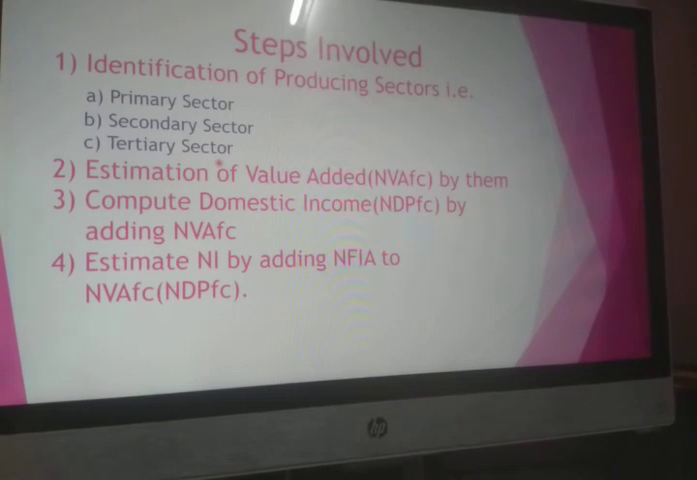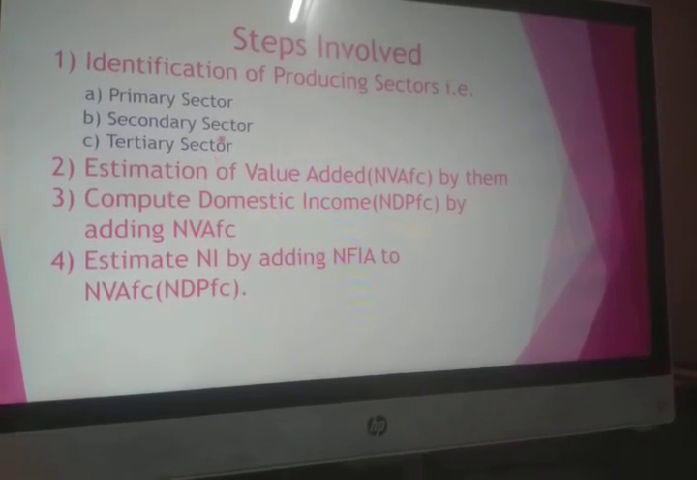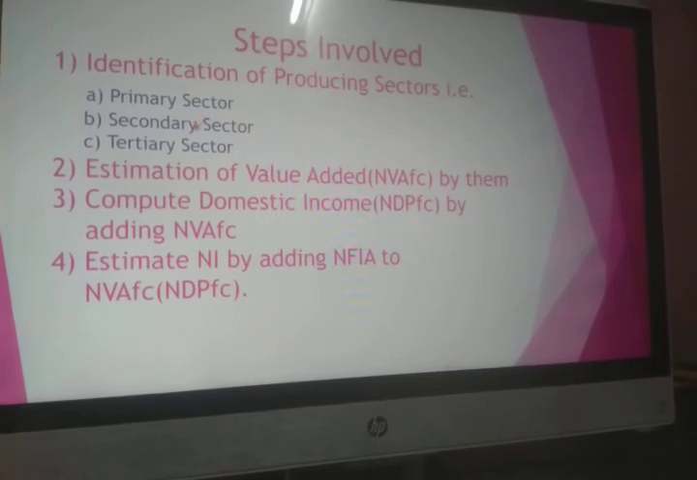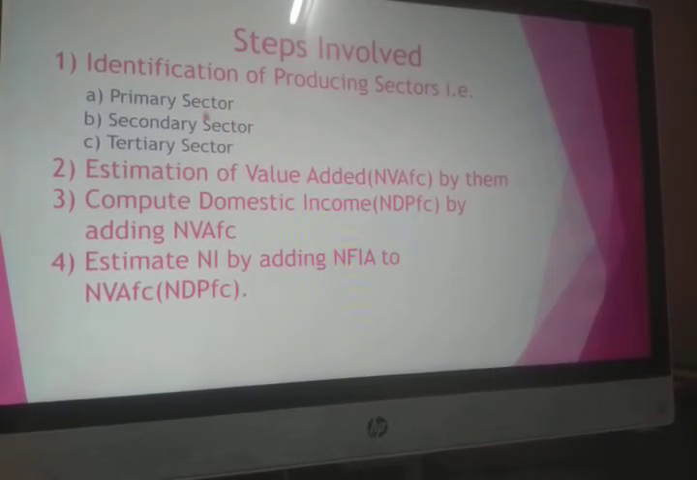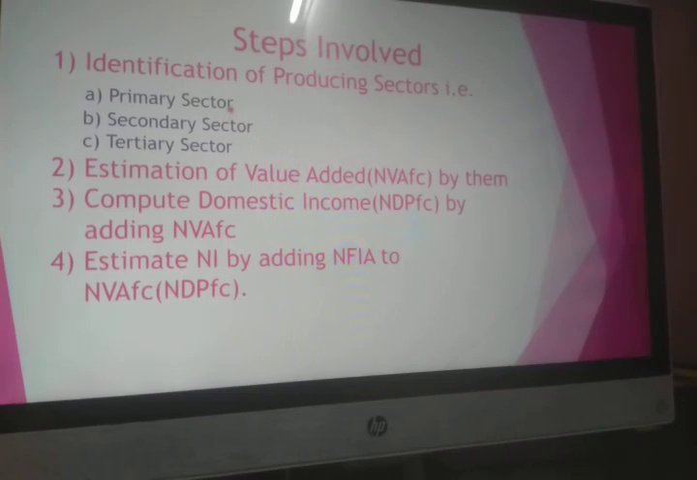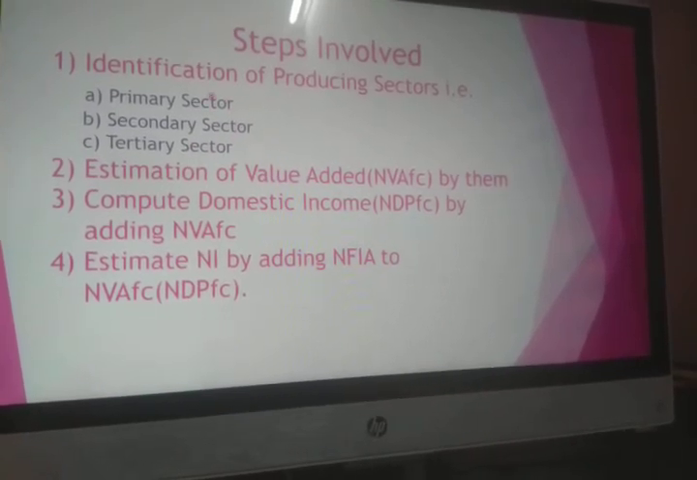That third sector is actually the service sector, which helps in the working of the primary as well as the secondary sector. Rather, it promotes their working, it helps in their proper functioning, in manufacturing and producing goods, procuring goods. So the tertiary sector is the service sector. So first of all, we have to identify these three sectors.